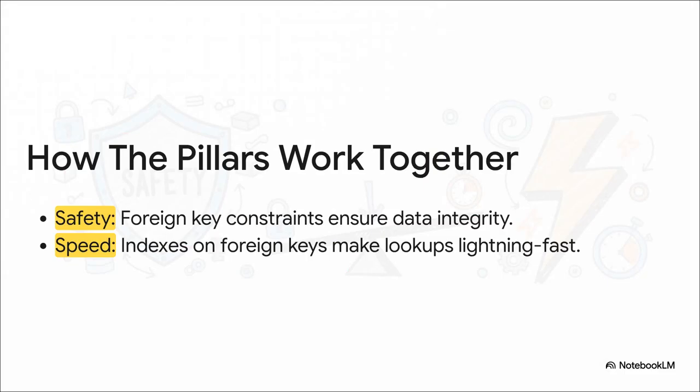And this right here is where our two pillars meet perfectly. For safety, we use something called a foreign key constraint. That guarantees that you literally cannot enroll a student in a course that doesn't exist in the courses table. It's impossible. Then for speed, we put indexes on both the student ID and the course ID columns. That way we can find all the courses for a student or all the students in a course almost instantly. Safety and speed, working together.